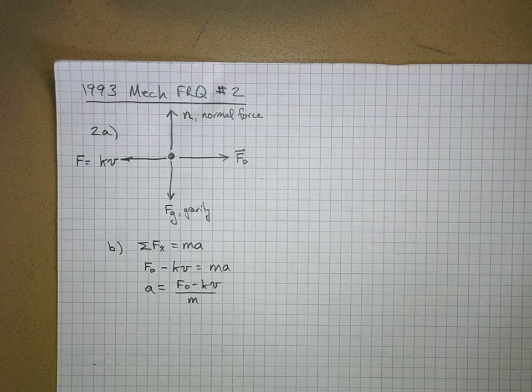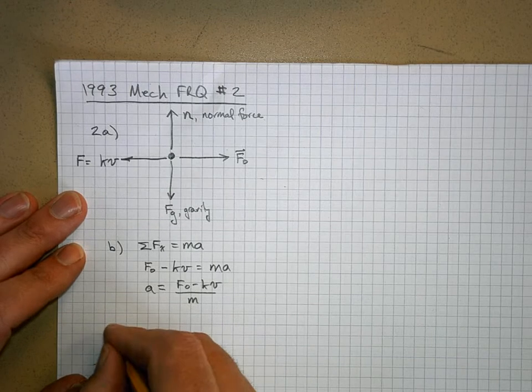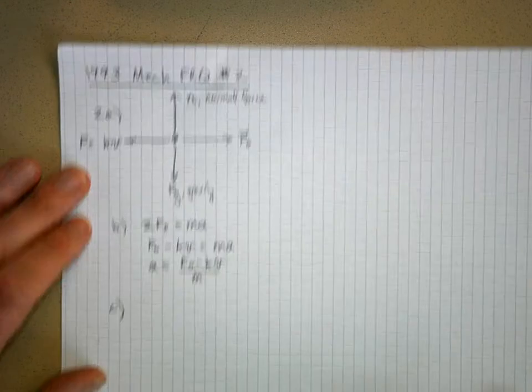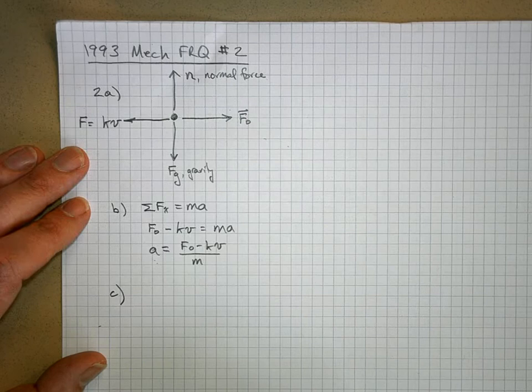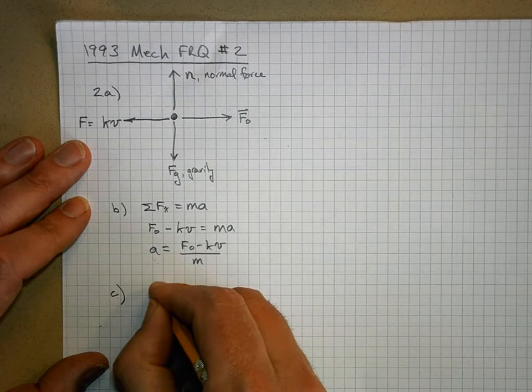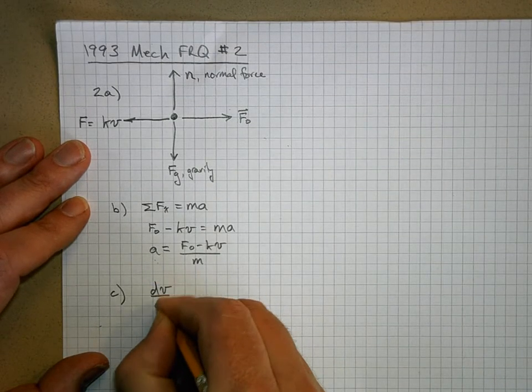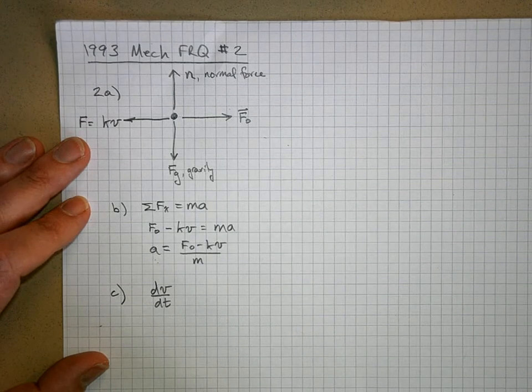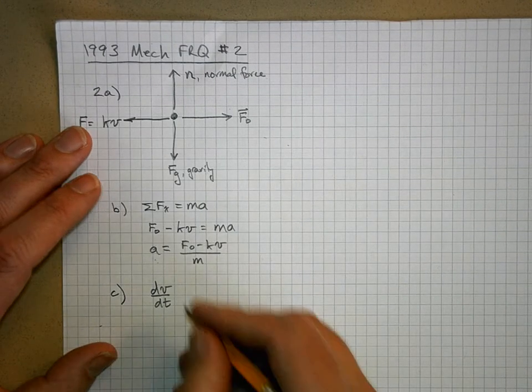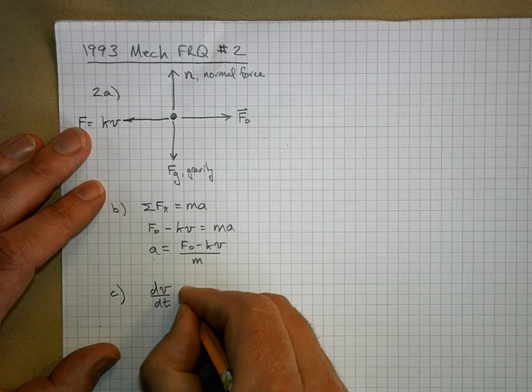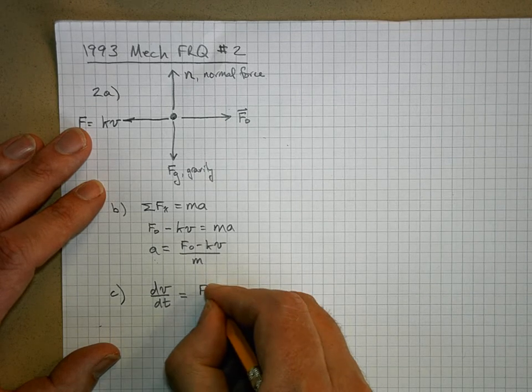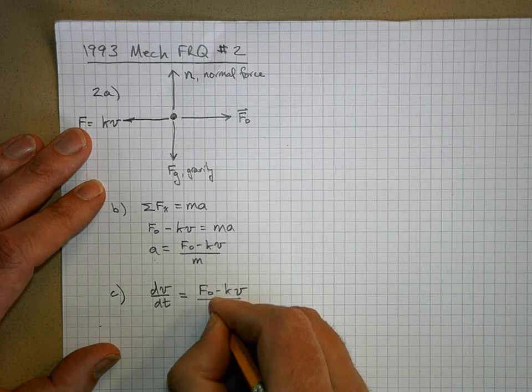So we want an expression for the velocity of the car as a function of time and all the other constants that are given. Well, for part C, this is the acceleration of the car. And we know the acceleration is dv dt. And so this is going to be equal to F naught minus kV over m.